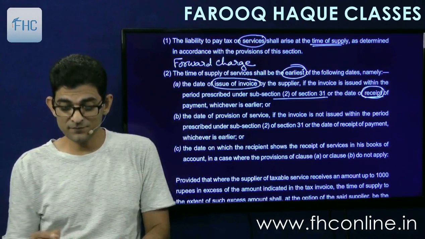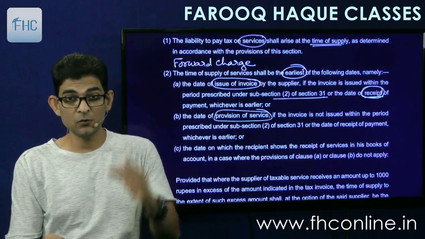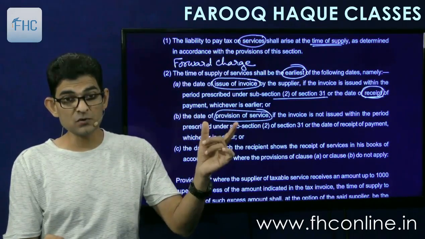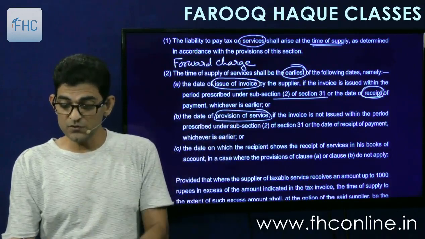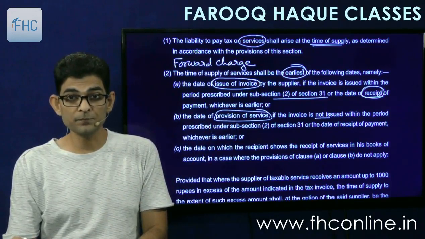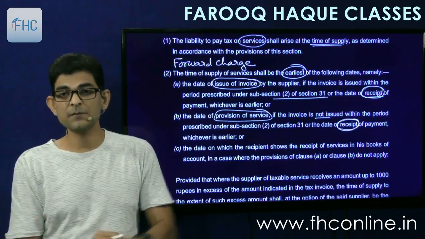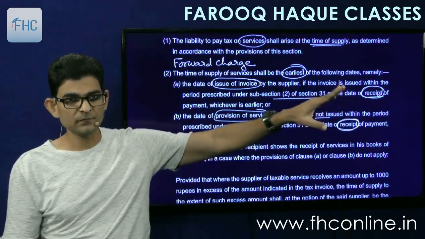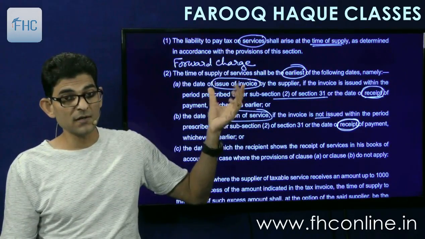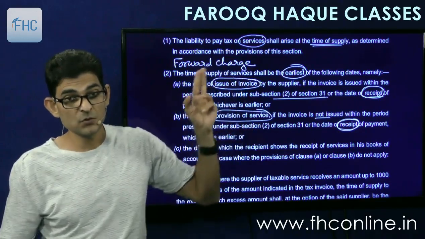Then clause B applies. The date of provision of service. So, instead of issue of invoice, we'll take the date of provision of service, if the invoice is not issued within the period prescribed under section 31(2), or the date of receipt of payment, whichever is earlier. So receipt remains the same in both the clauses, but here we have to take issue of invoice, and instead of issue we'll take provision of service. Okay, so here there will be difference.